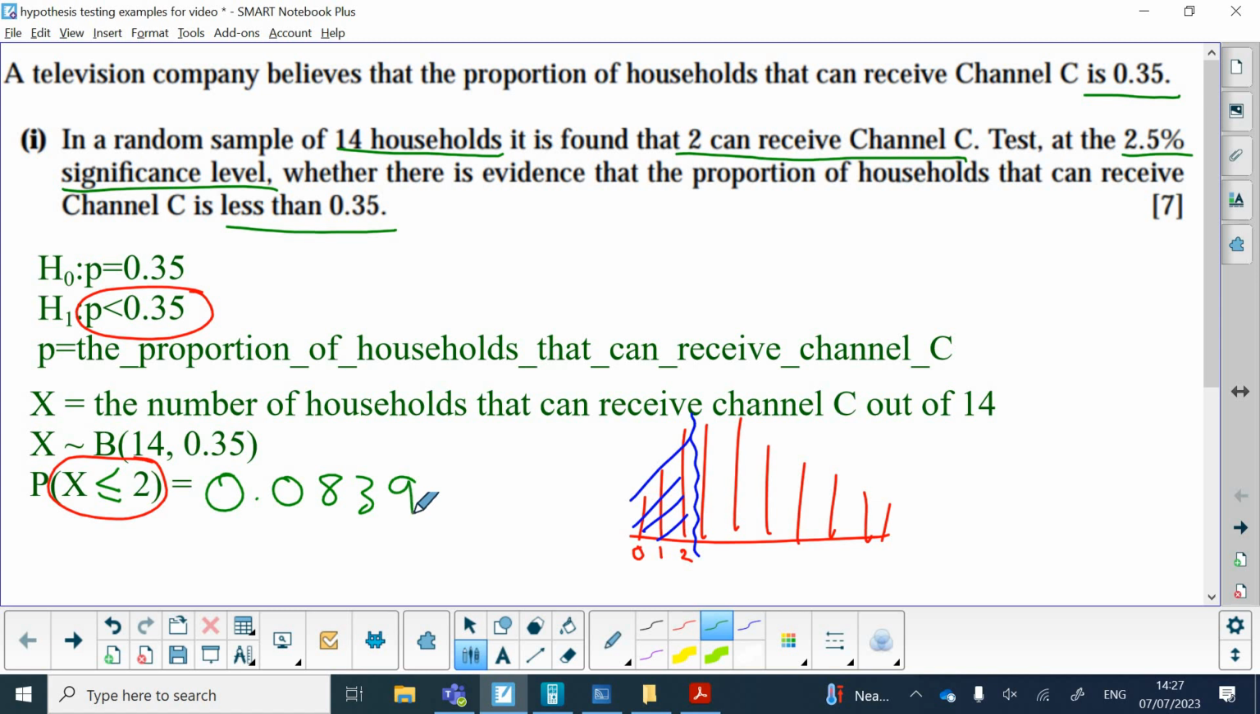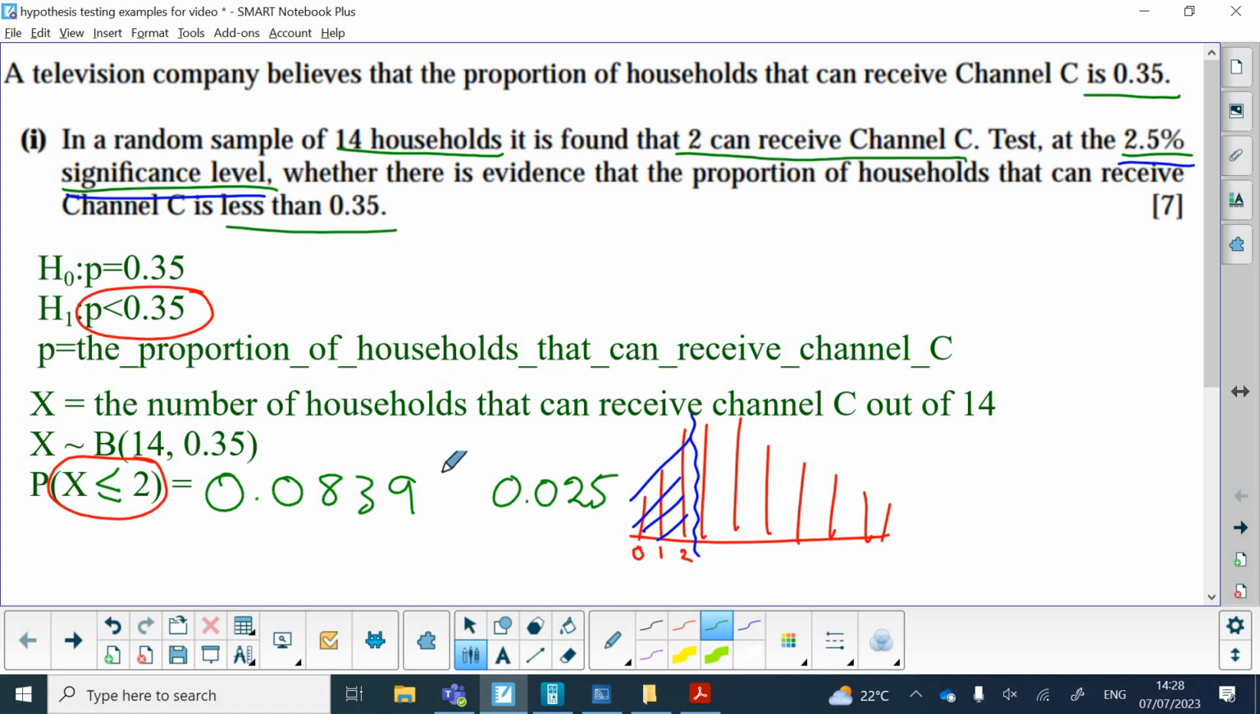Now that's like an 8% chance. Is that sufficiently rare for us to say that the null hypothesis is wrong and actually you've got less than a 35% chance of getting channel C? So the decision is made by the significance level. That was this 2.5% significance level. So we compare our 0.0839 with 0.025. There's our 2.5%.